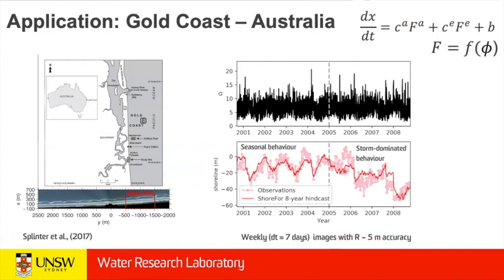If you remember this, we're going to be using the same period that was characterized by a change in the nature of the shoreline behavior that switched from a seasonal behavior to a more storm-dominated behavior during the 8 years of the data. In the red line, I'm showing you what the ShoreFor model can predict during the whole 8 years. And now we're going to compare that prediction with what the ensemble Kalman filter is able to do.